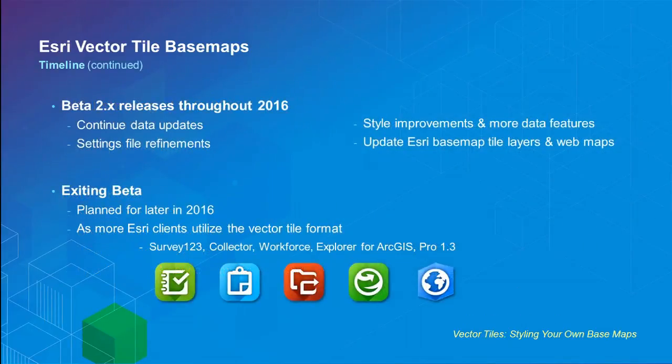Throughout 2016, we'll still be in beta. We'll continue to do our data updates. We'll refine our setting file. We'll add more data features. And we'll update the tile layers and web maps. We do plan to exit beta later in 2016, and that will be dependent on things like Pro 1.3 being released, as well as additional apps being able to support the vector tile format.